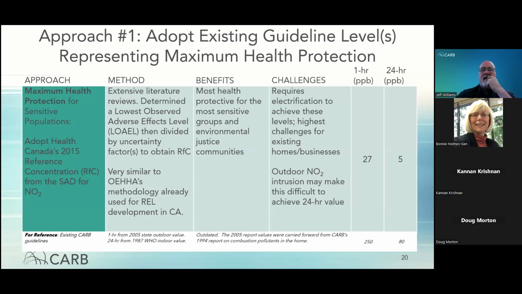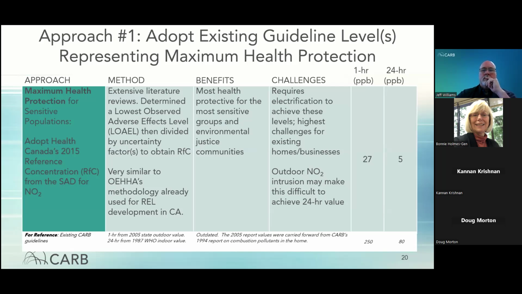The first determination that was made in their science assessment document was a determination of the reference concentration, also known as RFC, for NO2, which was defined as the level below which health effects are not expected to occur in the general population, including sensitive subgroups.